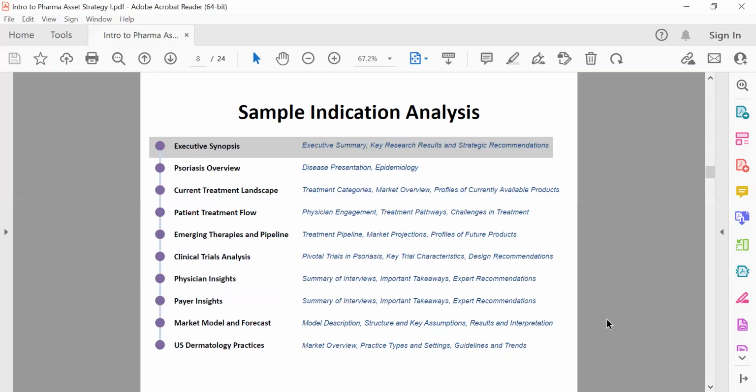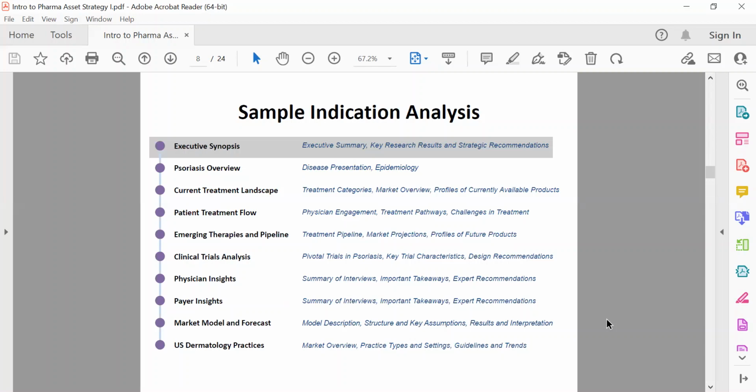Then we do patient treatment flow. How are the physicians engaged with the patients? What are the treatment pathways and challenges? Then we do emerging therapies and pipeline, basically what's in development. We do a full-scale analysis of clinical trials, so the pivotal and the key trials for an indication.